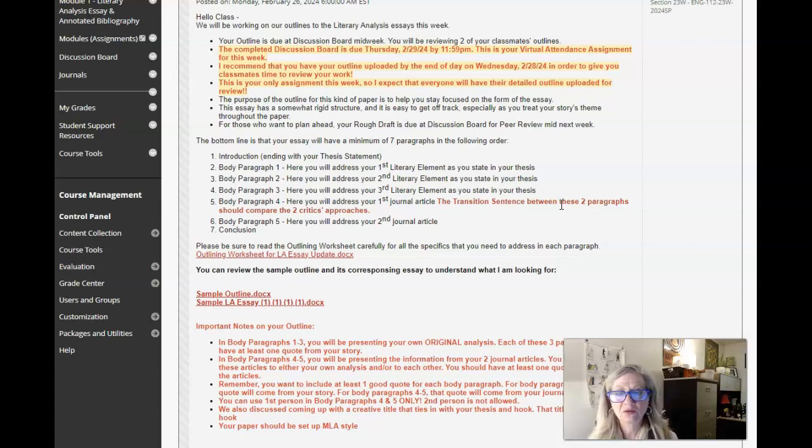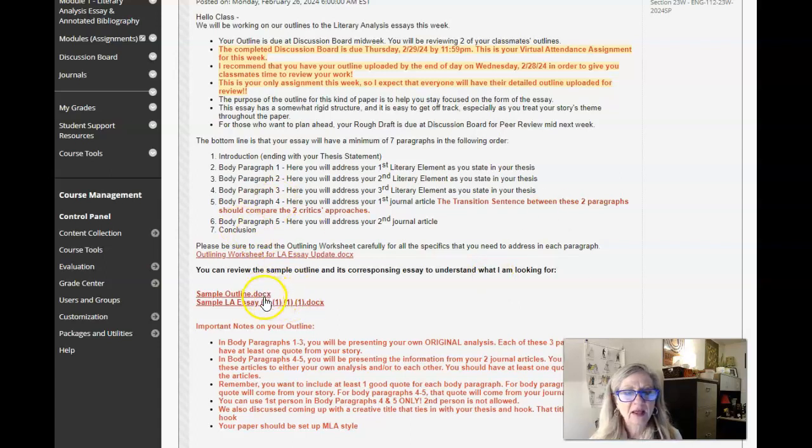Then you'll transition to the second journal article. Same thing. This second scholar also reviewed and analyzed the Story of an Hour, and this scholar found out this was what they thought. It's like your argument and it's not like your argument, and you're going to discuss that, and then you'll conclude.